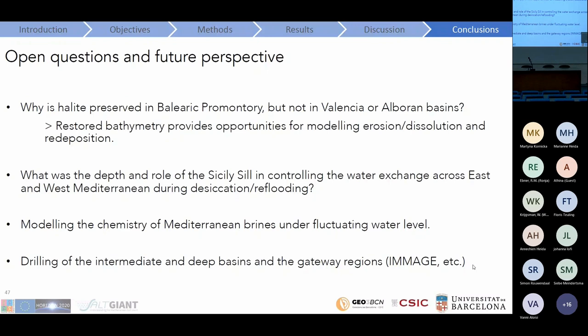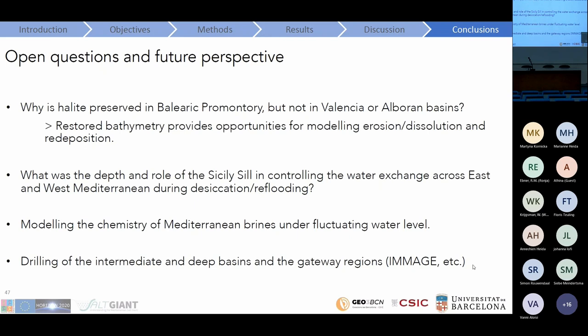So a few open questions that I think are very interesting for future work, mostly based on numerical modeling approaches. The first one is, can we explain better why we preserve halite where we find it, for example, on the Balearic Promontory, but not in other basins such as the Valencia and Alboran basin? So was halite indeed deposited everywhere originally and then removed, or is there some other process that can explain its distribution? And I think that the restored geometry that we have provides a good starting point for numerical modeling of the surface evolution through erosion or dissolution on these basins.